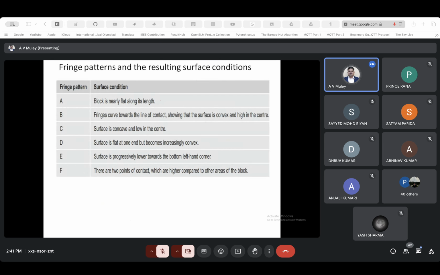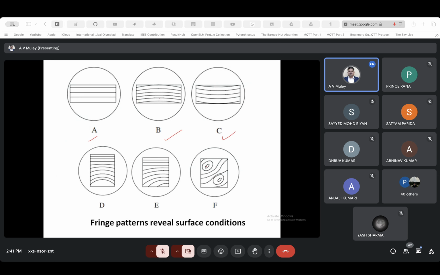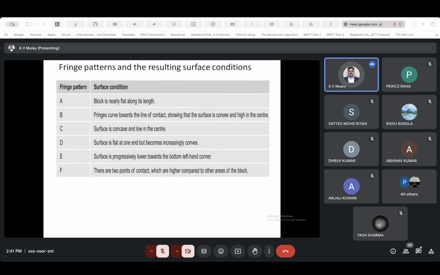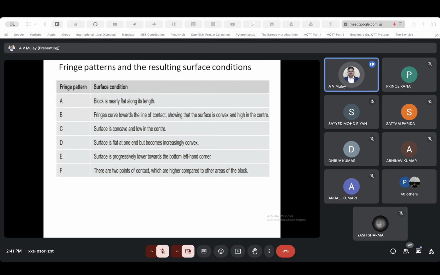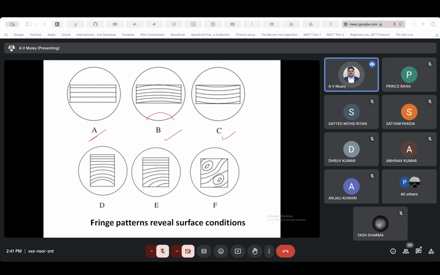Look at, block is nearly flat along its length. तो ये बनेगा आपका, ये फ्लैटनेस के लिए सारी एक जैसी लाइन होगी. दूसरे केस में क्या होगा? The fringe curve toward the line of contact showing the surface is convex and high in the center. ये convex होगा. This indicates for example convex, ठीक है. Then C का मतलब है surface is convex and low in the center. ये पैटर्न बनता है, मतलब अगर फ्लैट है तो ऐसे बनेगा, convex, concave.